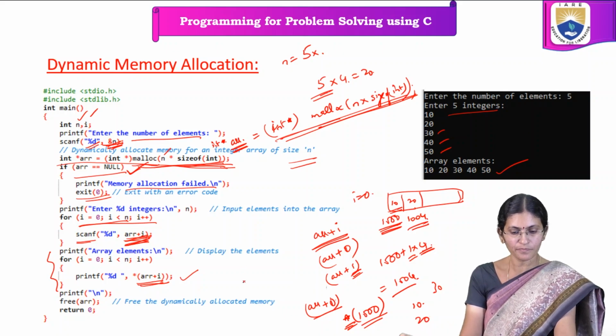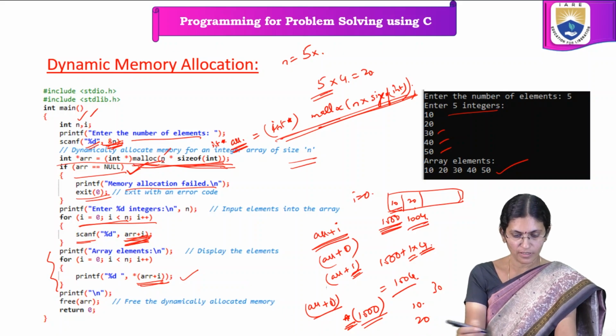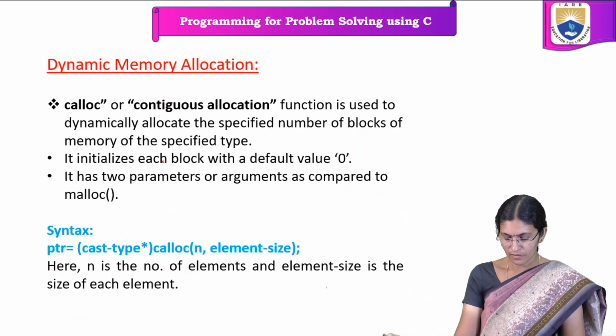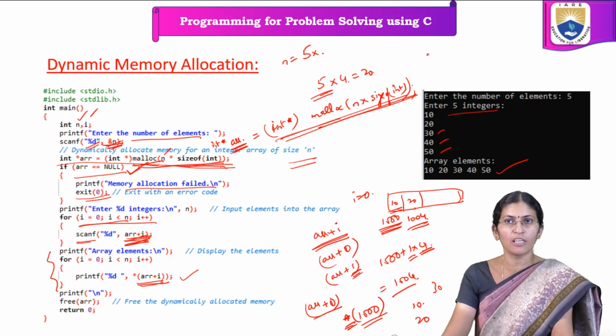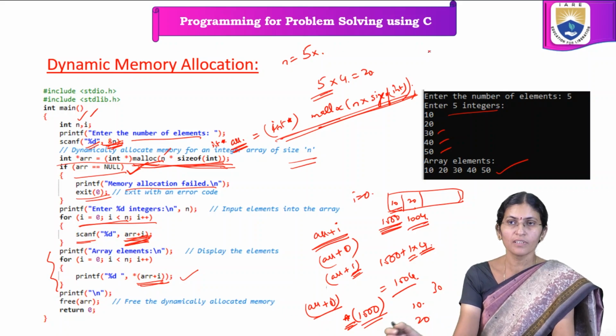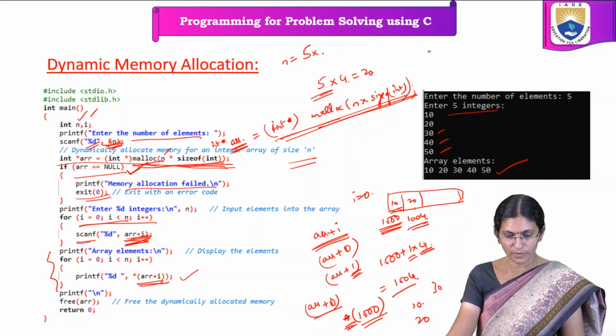In this way, memory is allocated by means of the malloc function. One more thing: when memory is allocated using the malloc function, it will store garbage values. If we don't initialize it, it will store garbage values.